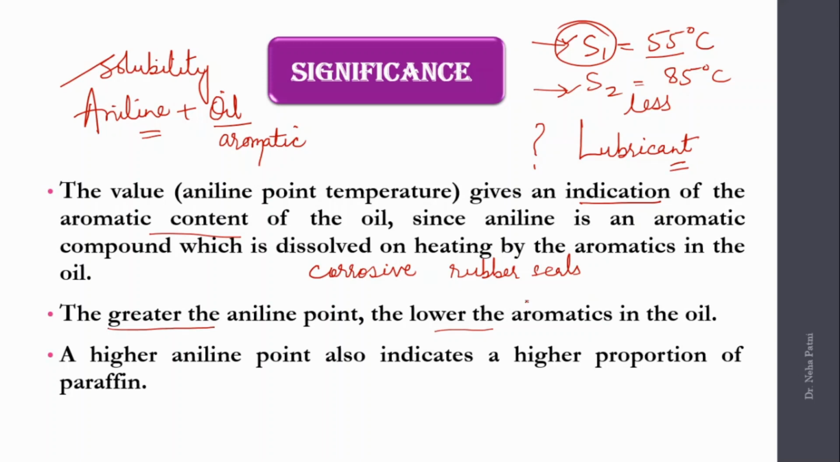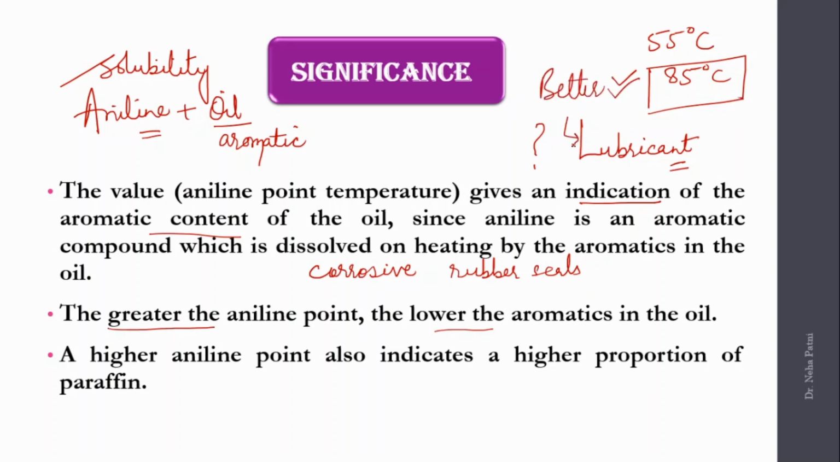So obviously for a good lubricating oil, what do you think? Which sample is better? In which sample is the aromatic content less? Obviously in this sample. So this is a better sample as a lubricant because we want to use it as a lubricant. It has less aromatic content, less of the toxic compounds, which would affect our health and also the machine. So both ways they are not good. That's why the aniline point should be high for a good lubricant.